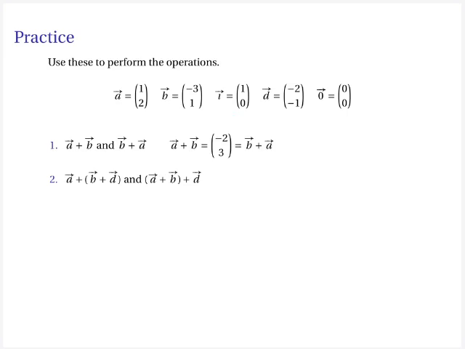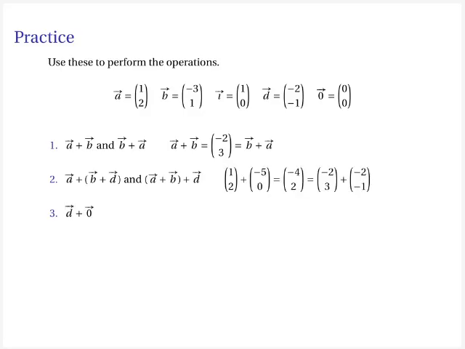Okay, great. A plus b is you add the 1 and the minus 3, and you also add the 2 and the 1. B plus a gives you the exact same thing. A plus b plus d, and contrast that with a plus b, and then later on add d. Okay, please?